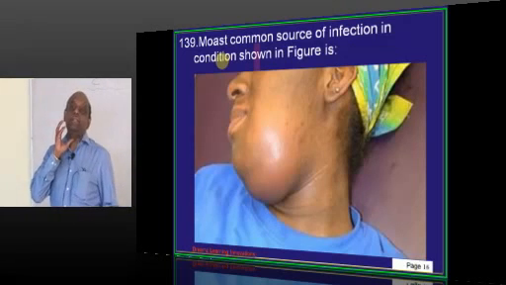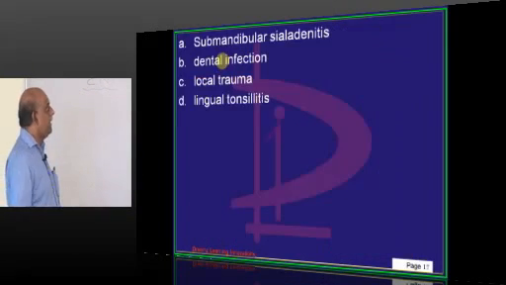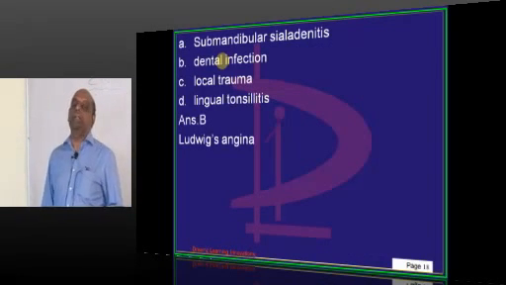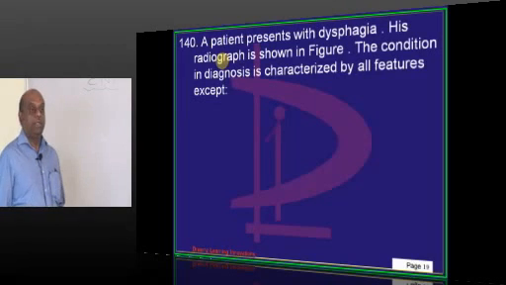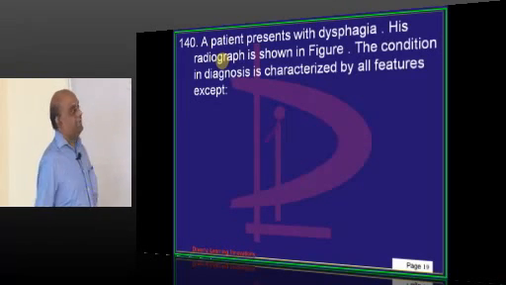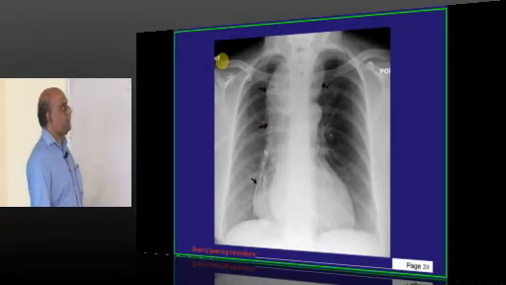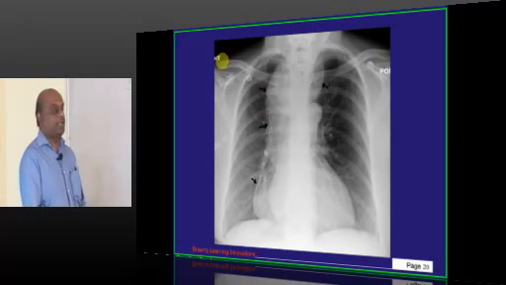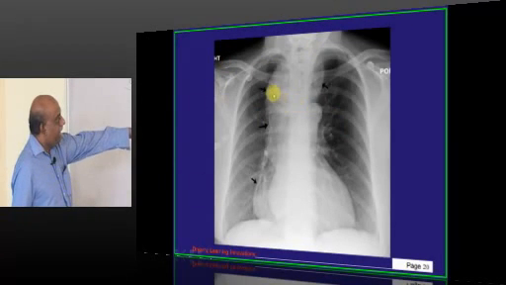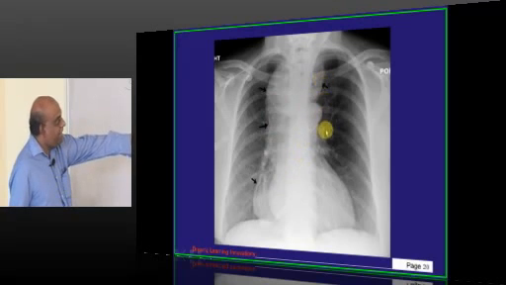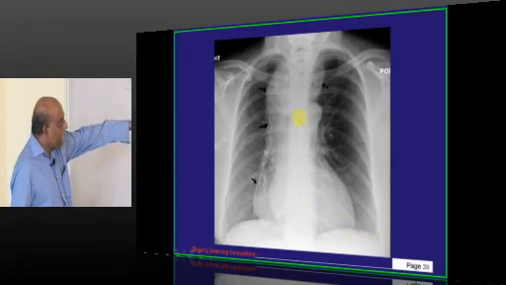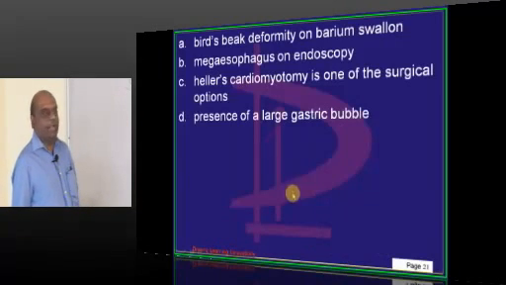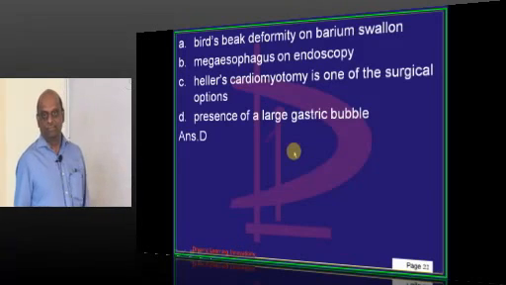So it is Ludwig's angina, which is typically a feature which is often due to dental infection, is what I want to underscore. A patient has got dysphagia. His radiograph is being shown. And what are the features of this condition? What you are seeing here is a mega esophagus, a dilated mega esophagus, which is overlapping the shadow of the heart. A dilated mega esophagus typically occurs whenever there is achalasia cardia.